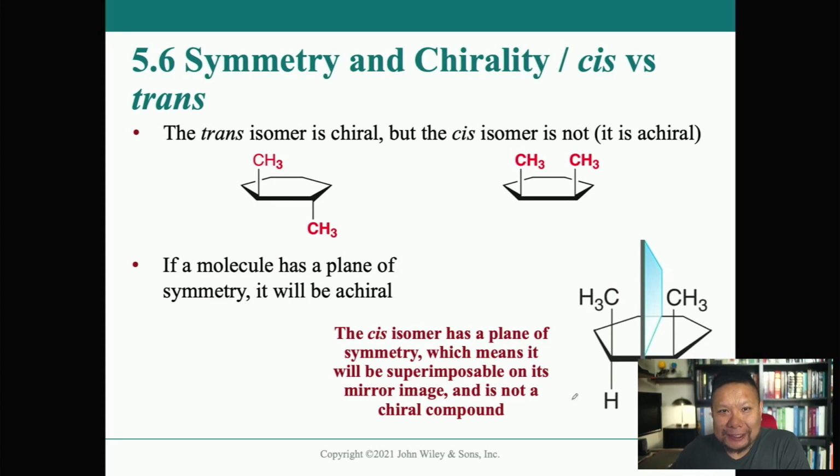The trans isomer is chiral, but the cis isomer is not. It's achiral, right? If the molecule has a plane of symmetry, it will be achiral, right? The cis isomer has a plane of symmetry, which means it will be superimposable on its mirror image and is not a chiral compound, which is what I just showed you in the previous slide, right? There's the mirror image right there, and it's the same on both sides.